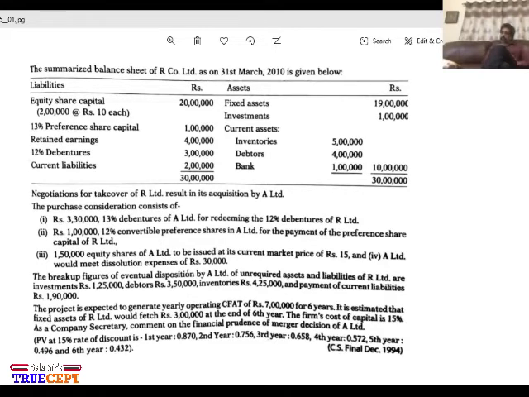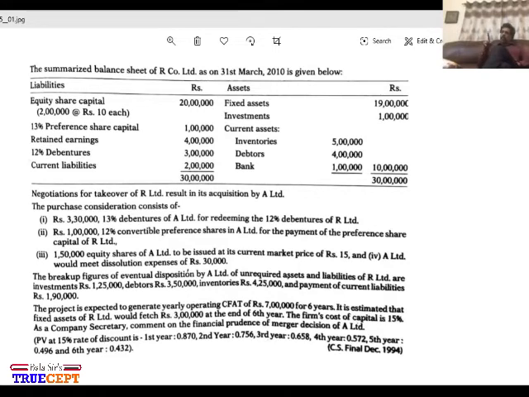If you notice in the question, it is clearly given that some of the assets have been disposed of. That is, investments have been sold for X amount, inventory is sold for Y amount, and debtors are realized for, say, Z amount. So the amounts are given there. Agreed.